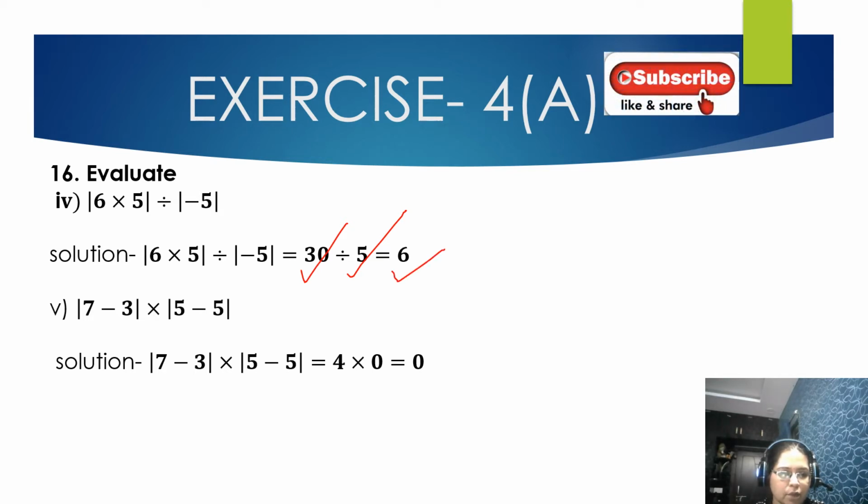Fifth bit, absolute value of 7 minus 3 multiplied with absolute value of 5 minus 5. 7 minus 3 is 4 and absolute value of 4 is 4, and 5 minus 5 is 0, and absolute value of 0 is 0. So 4 multiplied with 0 is 0.